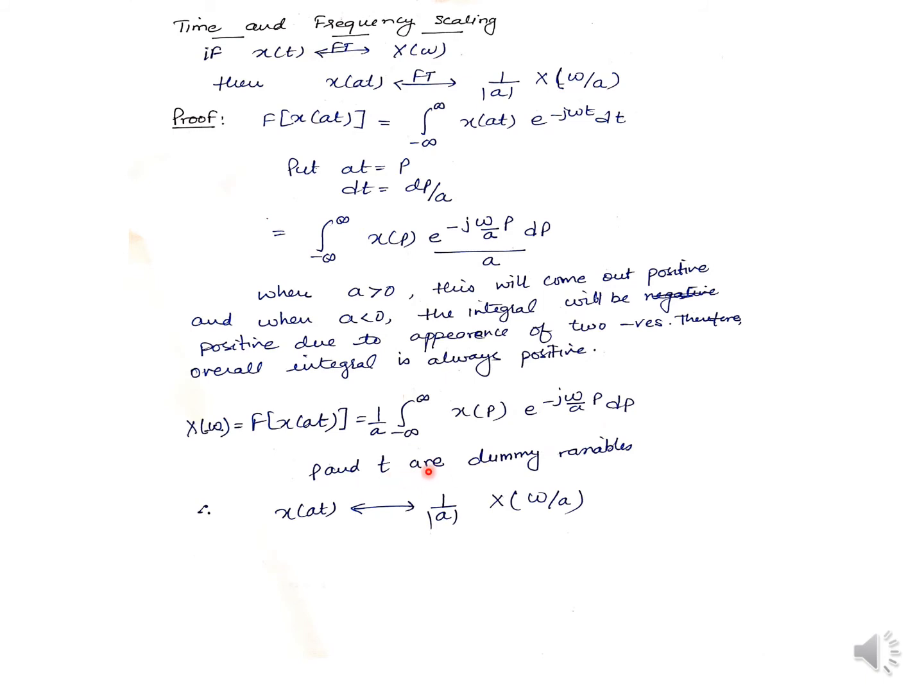Again p and t are dummy variables. We can make it x of t. So we can say that the Fourier transform of x(at) is equal to 1 upon a. In place of omega, now we have omega by a. So we can say X of omega by a.